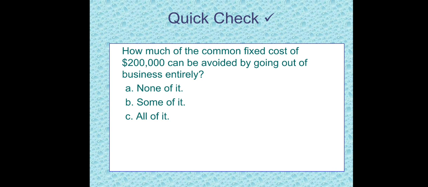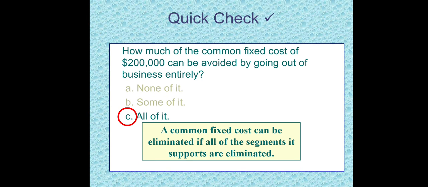Now, how much of the common fixed cost of 200,000 can be avoided by going out of the business entirely? So how much? If the business exits or stops its operation, then the 200,000 will be eliminated. That is the only event that can eliminate the common fixed cost. So the answer is all of it. A common fixed cost can be eliminated if all the segments it supports are eliminated. If the business closes down, then the common fixed cost can be eliminated. If not, the common fixed cost will exist.